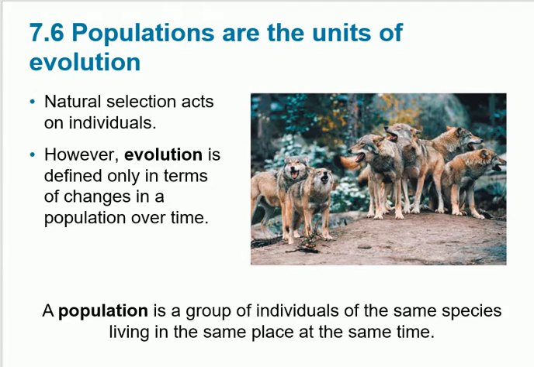And what's the definition of population? Population is a group of individuals of the same species living in the same place at the same time. Okay? Group of individuals, same species, same place, same time. Other than that, you do not call it a population.